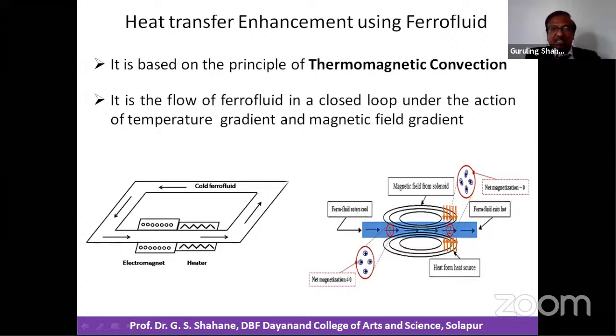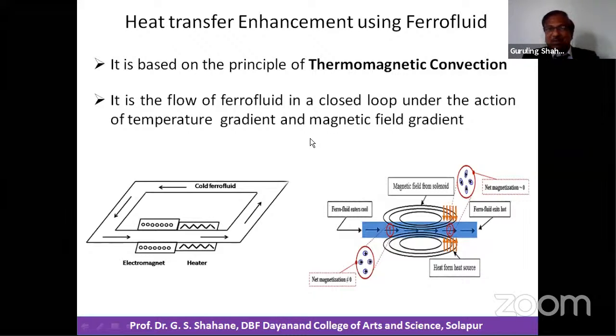It is based on the principle of thermomagnetic convection. So look at this simple schematic diagram. A rectangular loop is taken here, which is placed in a horizontal plane. Here is a small heater and a small electromagnet. Now, without magnetic field, when the heater is on, the loop, which is filled with ferrofluid, gets heated. And we are using a temperature sensitive ferrofluid.